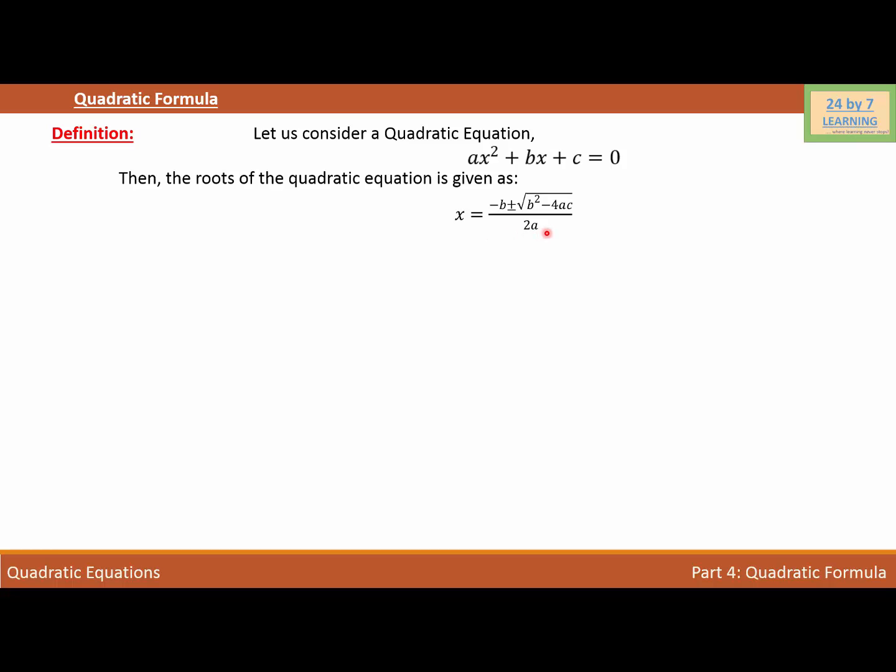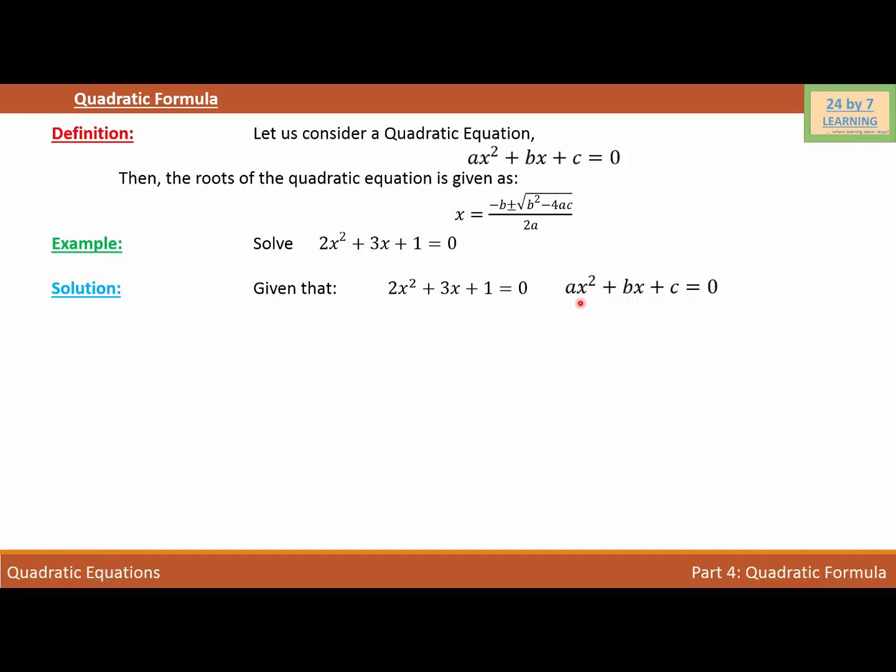Now let's consider an example where we can use the quadratic formula to solve a quadratic equation. So solve 2x squared plus 3x plus 1 is equal to 0. It is given that 2x squared plus 3x plus 1 is equal to 0. What I'm going to do is consider a quadratic equation. So this is my standard quadratic equation. Now let's compare this equation and this equation.